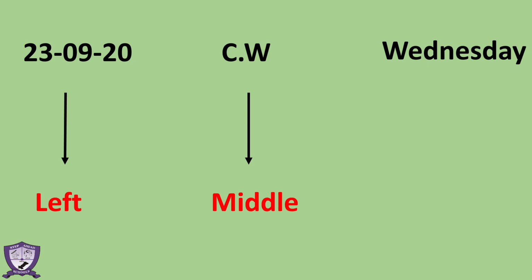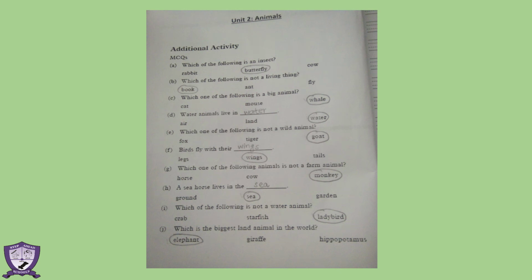230920, C.W., and the day, Wednesday. The date should be written on the left side, classwork in the middle, and the day on the right side on top of page number 16. After writing the date, classwork, and day, let's read.